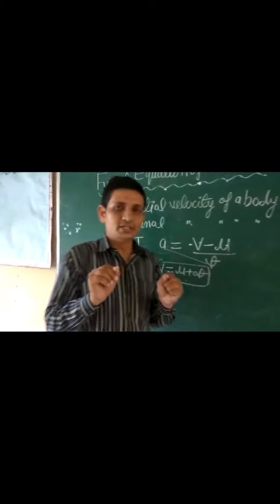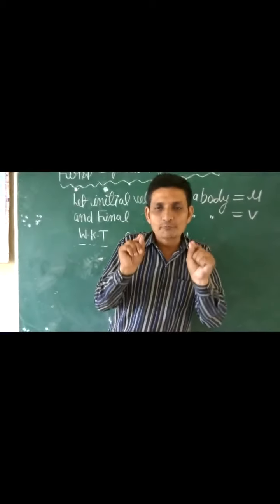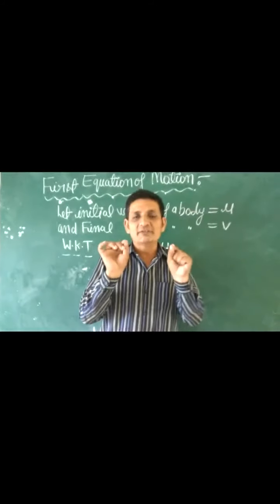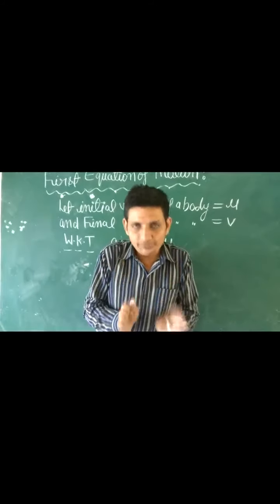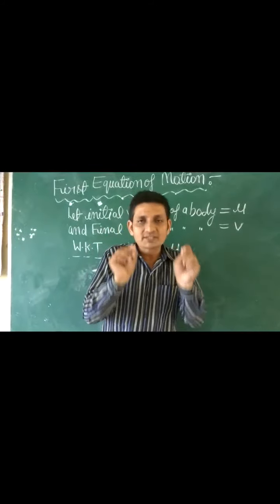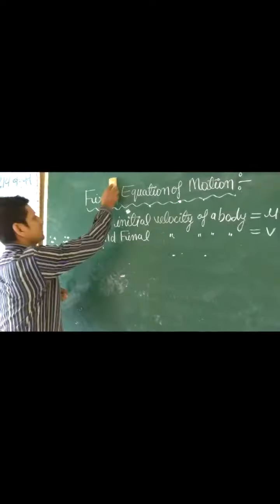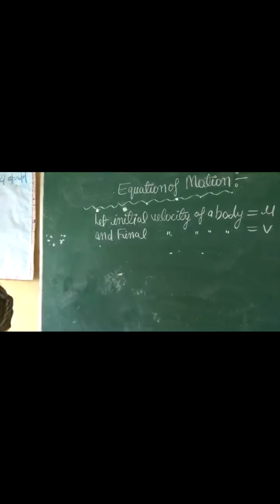Now student, I am telling you the second equation of motion. The second equation of motion is s is equal to ut plus half at square. Now I am telling you the proof of s is equal to ut plus half at square, the second equation of motion.